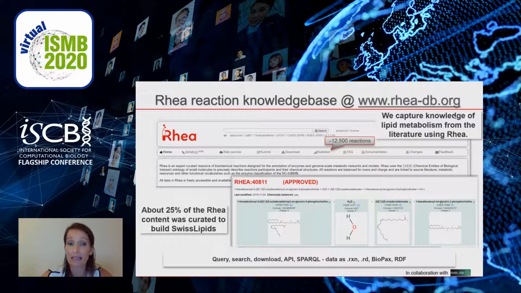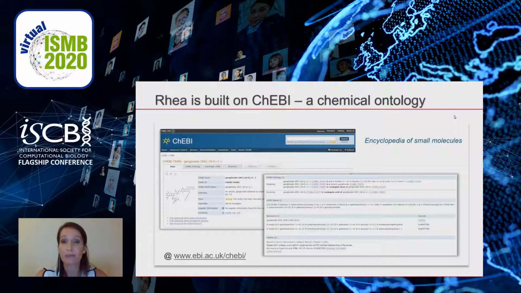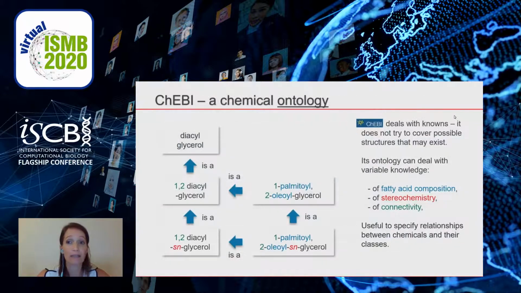Rhea uses the ChEBI ontology to describe the reaction participants. ChEBI is developed at the EBI, and it's like an encyclopedia of small molecules of biological interest. And it has all the chemical information. Mainly, it deals with known chemicals and does not try to cover all possible structures that may exist, but it provides an ontology that can deal with variable knowledge on fatty acid composition, on stereochemistry, and connectivity. So it's very useful to specify the relationship between chemicals and their classes.